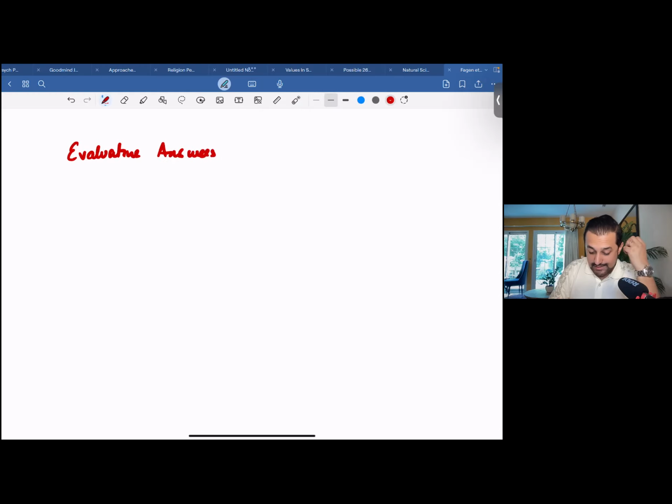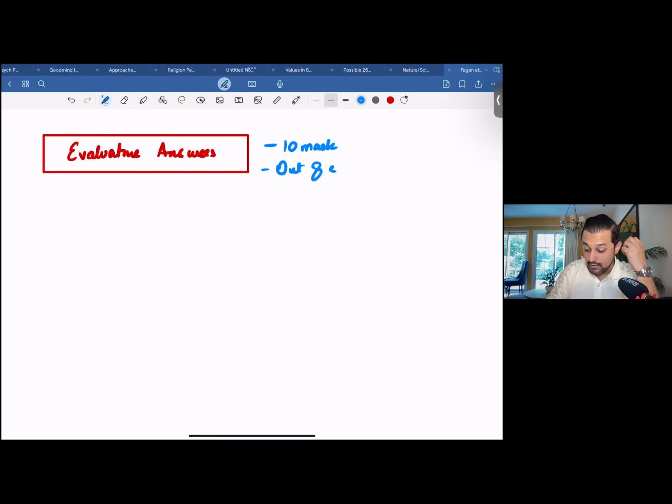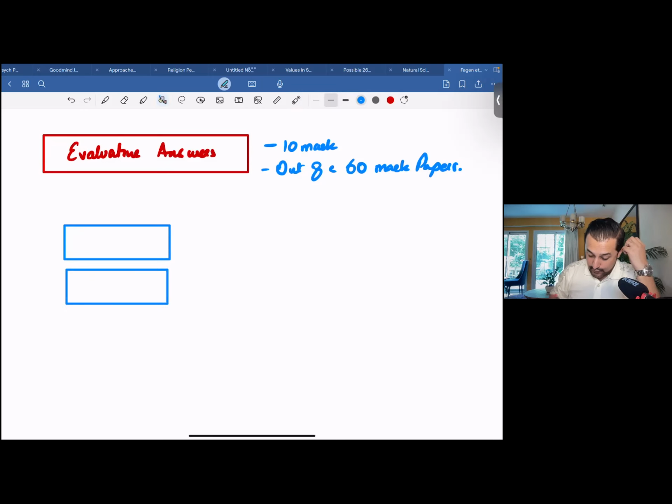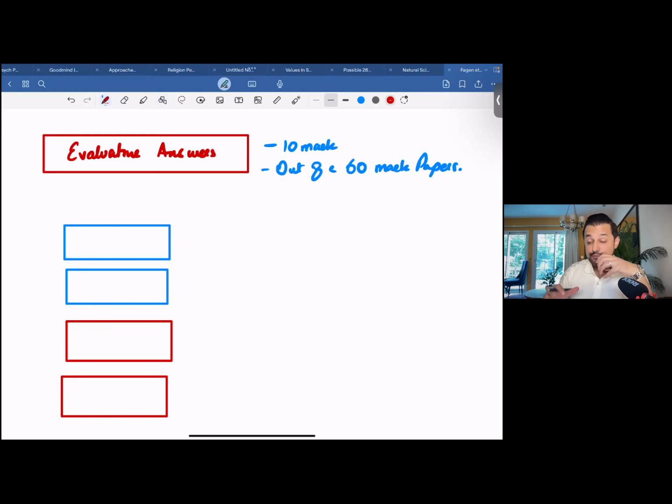So we typically get a 10-mark question in our CIs. So yeah, it is a 10-mark question out of a 60-mark paper. So I'm just writing this so that you know this is important, where we are expected to write down, or where we are expected to evaluate the study in terms of two strengths and two weaknesses. The points that we discussed over here could help you write these answers better.